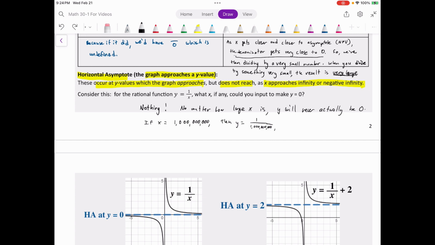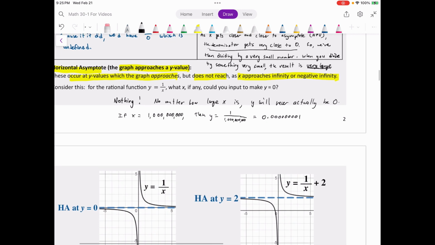Which is, what's 1 over 1 billion? It's 0. Got to count my zeros here. 1, 2, 3, 4, 5, 6, 7, 8, 9. It's a tiny number, but it's not 0, right? It's tiny, but not 0.